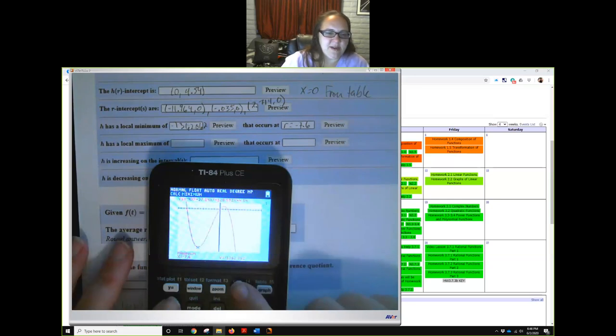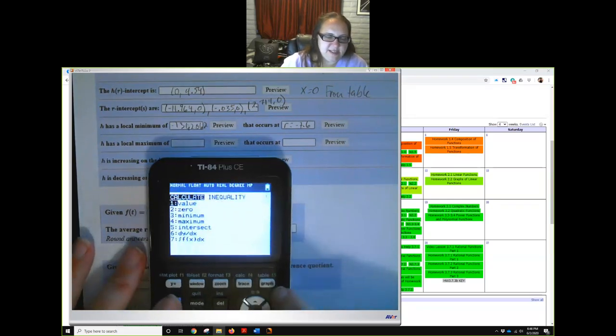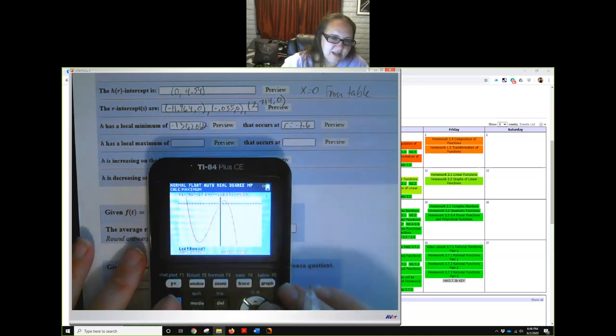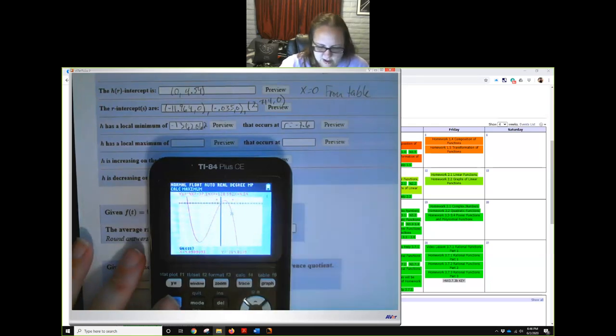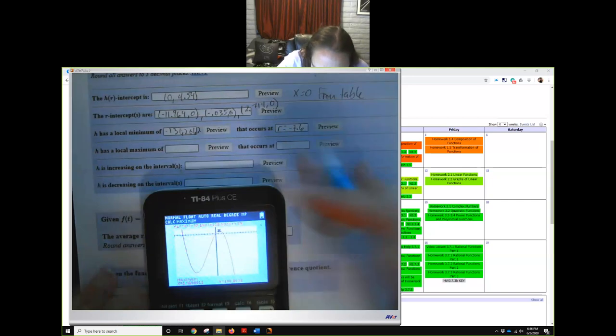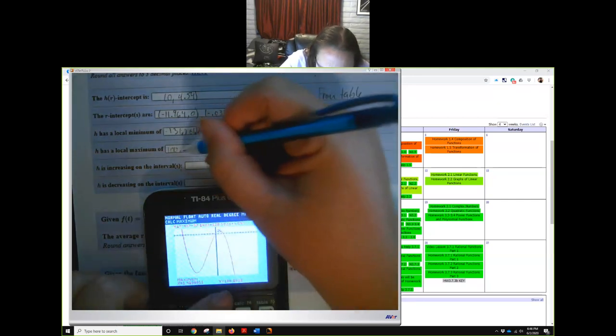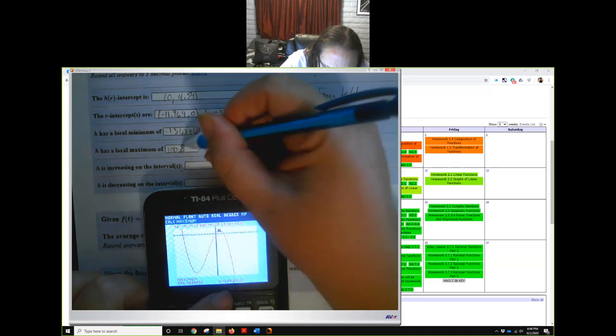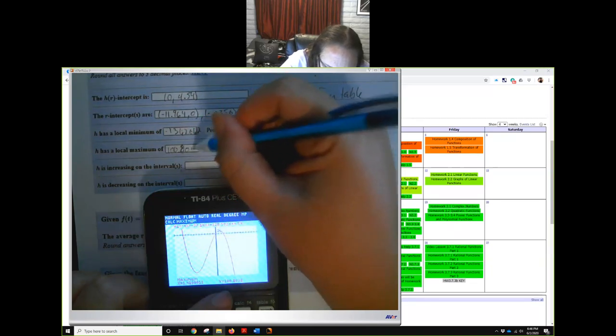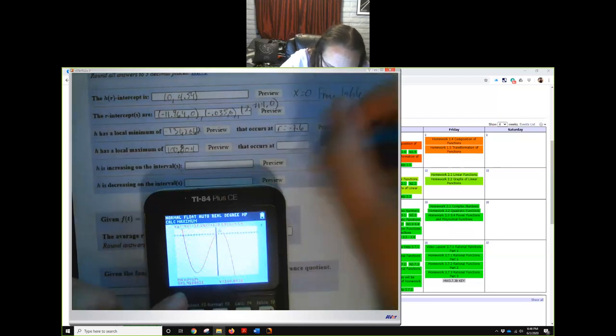So then to find the maximum, again, it's super similar. Press second and then trace to get to calc. We're going to go down to maximum, move my cursor so that it is anywhere to the left of the maximum I want to find. Press enter, move my cursor so that it is anywhere to the right of the maximum that I want to find. And then press enter. Press enter one more time. A maximum of 100.804 at R equals 1.410.